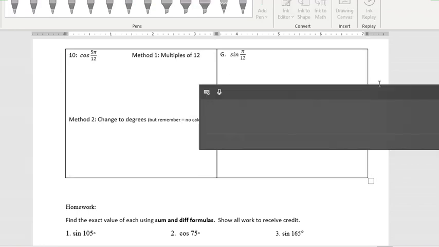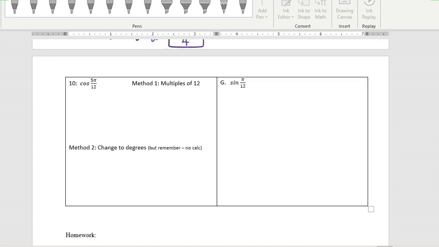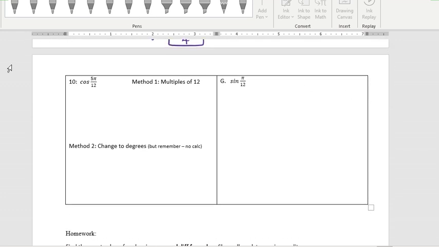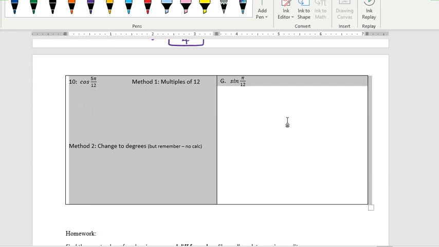And I took it a smidge too far, and I knew that was going to happen. Okay, that's where I want it. Okay, interesting. I don't want that to happen. Okay, got my colors back.